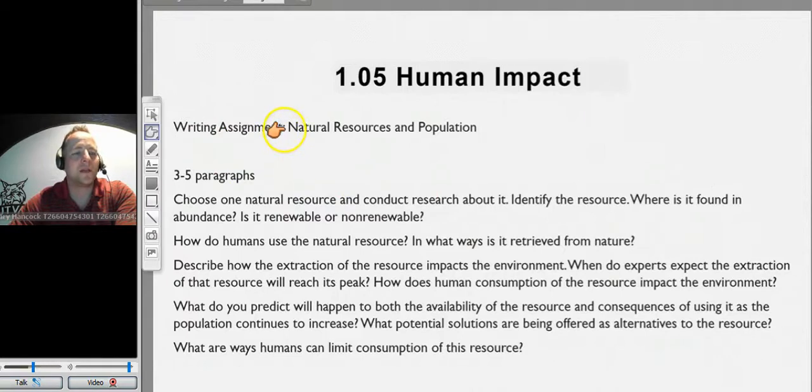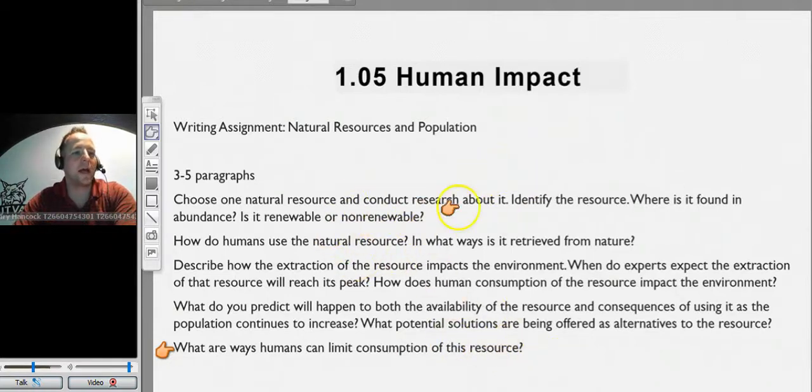It's a writing assignment, and you're going to be doing a natural resource and population. 3 to 5 paragraphs is what I'm looking for. Choose one natural resource and conduct research on it. Identify the resource, where it is found in abundance, is it renewable or non-renewable, and how do humans use the natural resource. These are just questions that you can use to write about in those paragraphs. How does human consumption use the resource and environment? What do you predict will happen to both availability of the resource and consequences of using too much if we increase it? And what are ways humans can limit consumption of this resource? Okay, so that's what you're going to do.